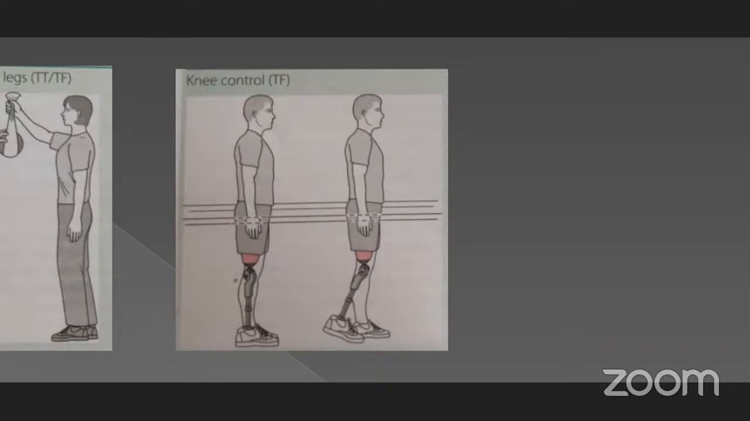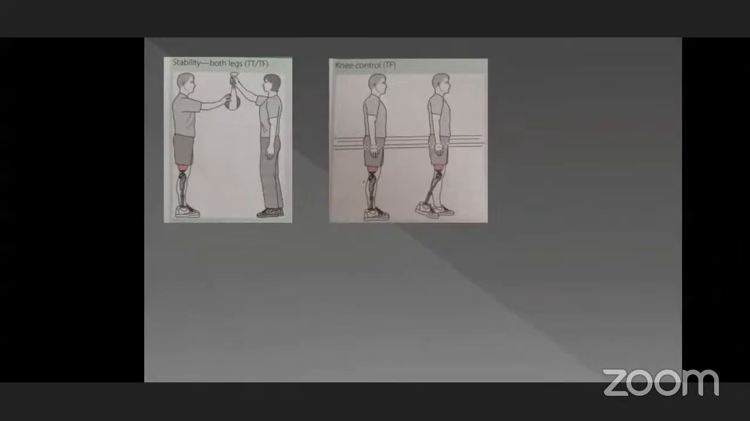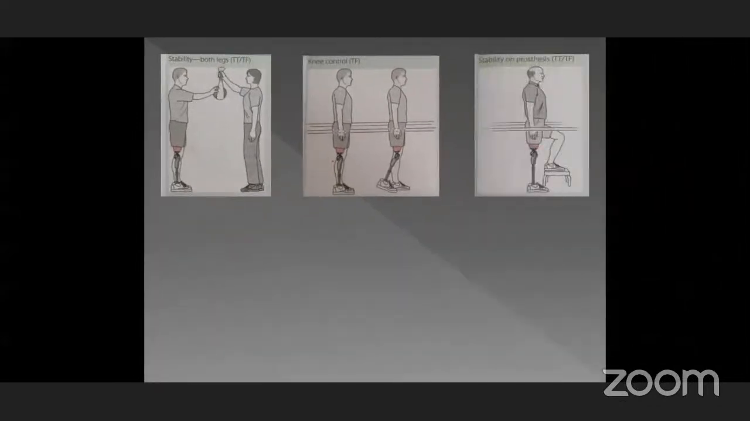Okay, in the first picture the person does not bend his knee, and then he is bending the knee. By this we can give knee control exercises, we give control of the knee to the patients. Okay, now we will see the next picture.